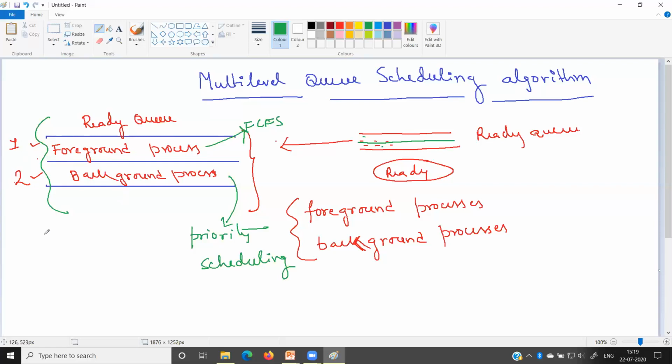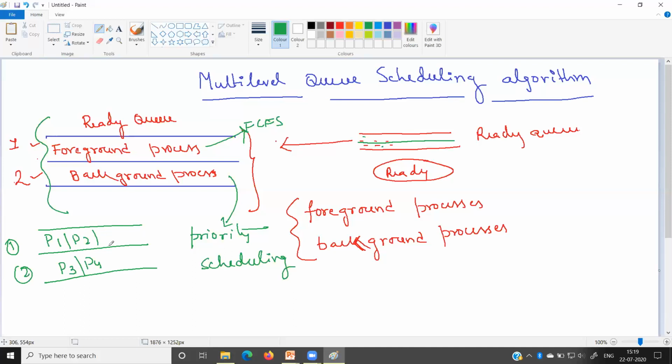Suppose in this example there are two processes, P1 and P2, stored in the foreground queue, and another set of processes, P3 and P4, stored in the background queue. Now which subqueue will be entertained first, subqueue number 1 or subqueue number 2? That will depend on the classification of the problem.